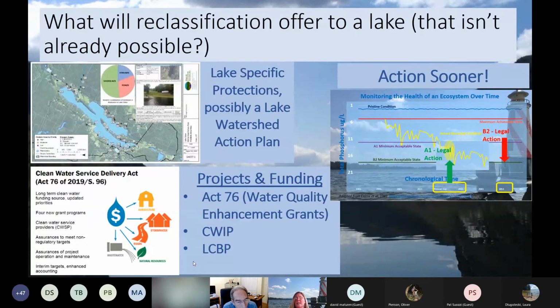All of these efforts could be done at the grassroots level now with a lot of community organizing, but accessing funding either through Act 76 for high quality waters or through listing when the nutrient criteria are exceeded will help these efforts succeed. But ultimately, none of these efforts are going to succeed without the interest in protecting and restoring the lake at the local level.